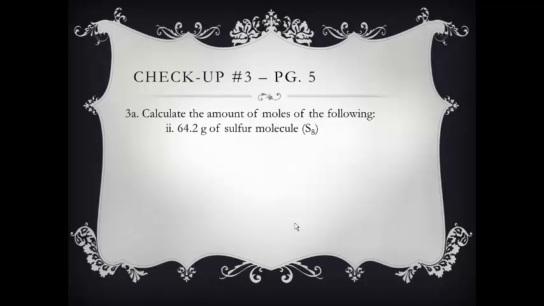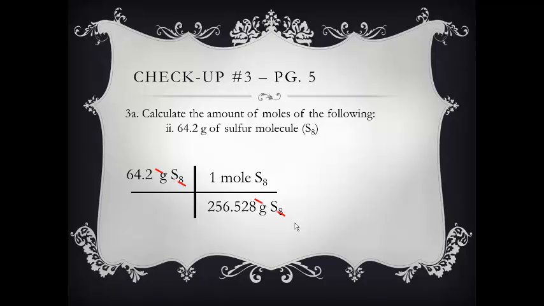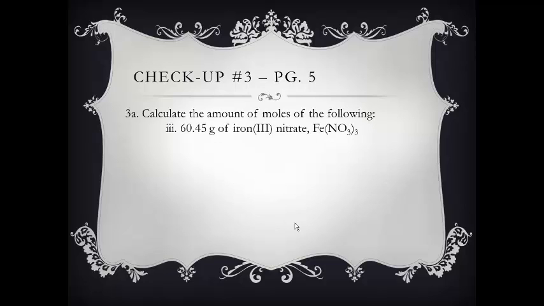Now, a little more difficult, because now you're dealing with a sulfur molecule, which is S8, so the molar mass is going to be a little different. Still, your given is 64.2 grams. Now you need the molar mass of S8. So you just take the molar mass you just found, 32 grams, and you gotta multiply it by 8. You get 256.528 grams, and that's 1 mole. Grams cancel out like before. Do a little division, and you get a quarter mole of S8.